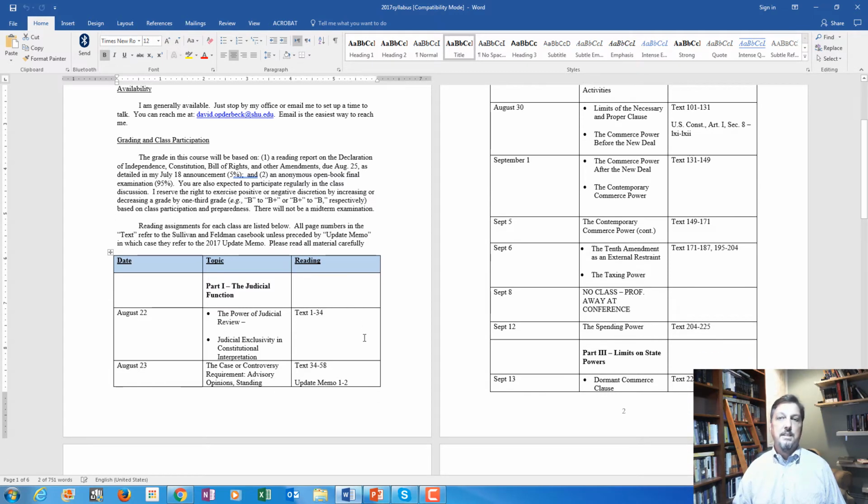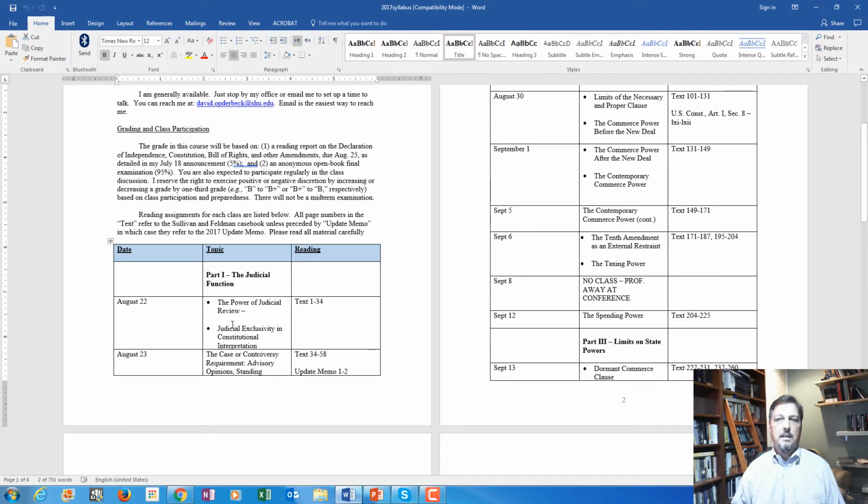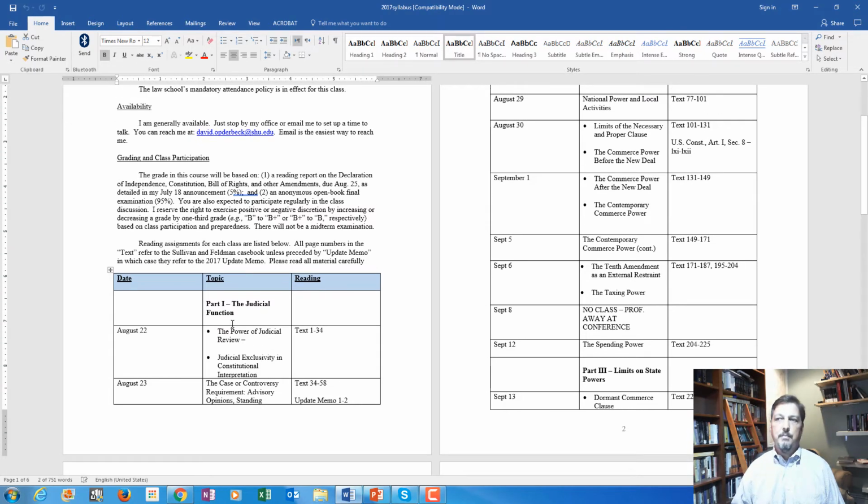So if you look at the syllabus, I've tried to map out each class session. Inevitably, I'm sure we'll make adjustments here and there as we go along, but we'll try our best to keep up with this. You'll see occasionally update memo referenced. Previously, the supplement was in the form of a memo. I'm going to have to update those sections once we get a hold of the supplement.